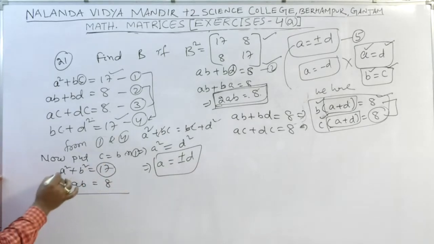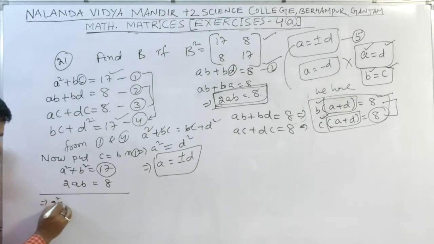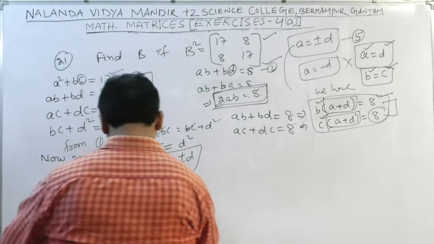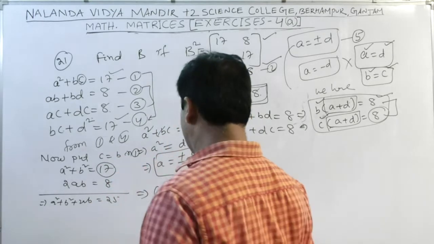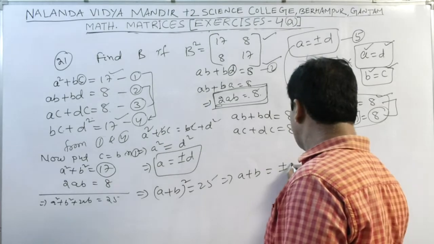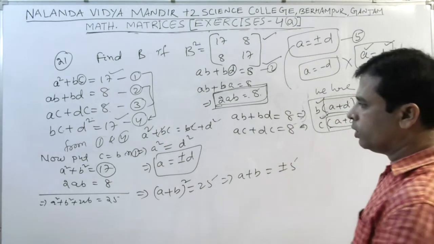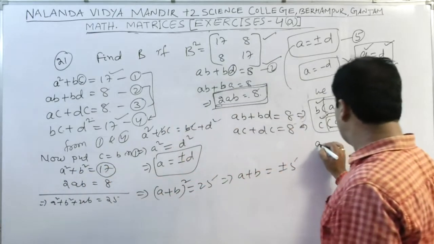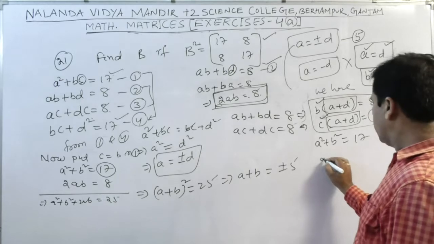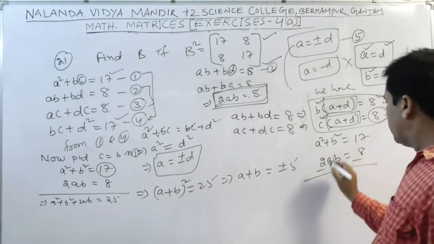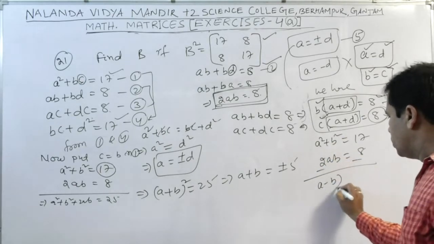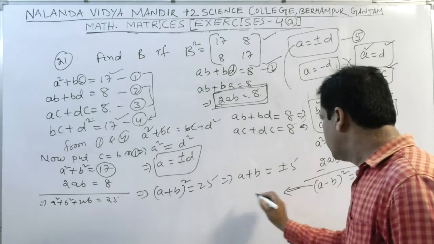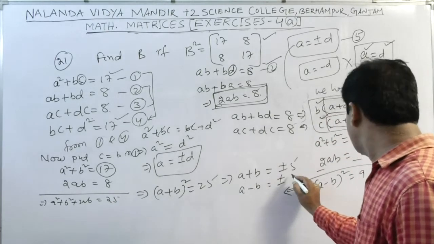Now add these: A square plus B square plus 2AB on the left-hand side is equal to 25. This implies A plus B whole square is equal to 25, and this implies A plus B is equal to plus or minus 5. Similarly, if we subtract 2AB from A square plus B square, we get A square plus B square minus 2AB, that is A minus B whole square, is equal to 17 minus 8, 9. This implies A minus B is equal to plus or minus 3.